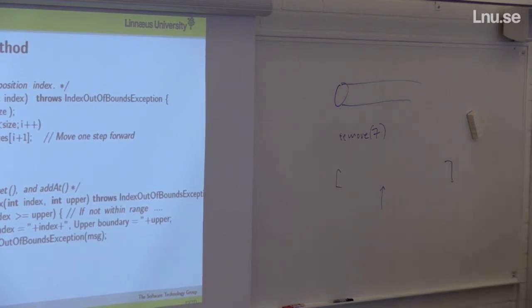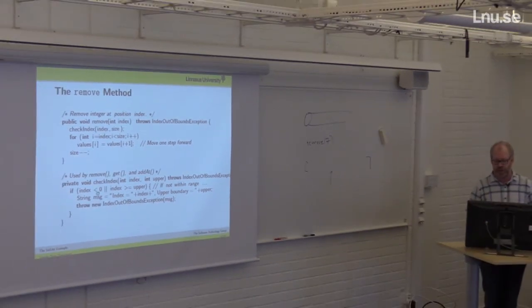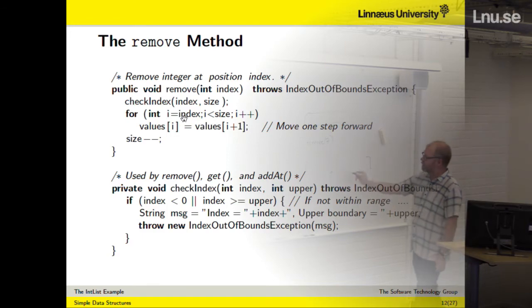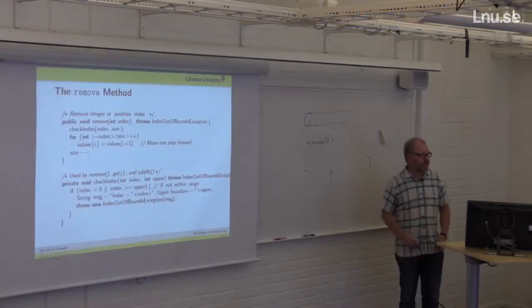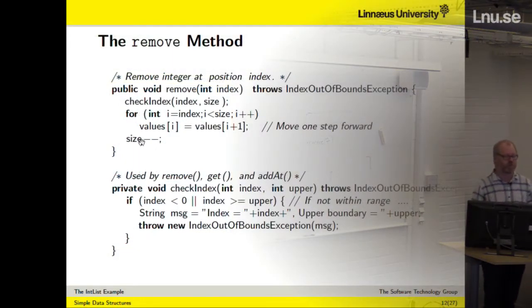First of all, I'm checking that the index is correct. That means it's not smaller than 0 and also smaller than size. If it is correct, then I shuffle all the elements one step forward. Starting from this position, the one that should be removed, I'm copying them one step like this. And then I'm decreasing the size like this. Did you understand it? How do we add one at a certain position?